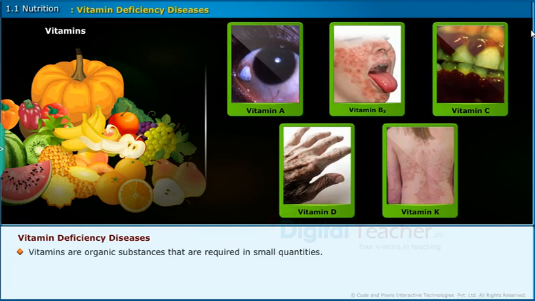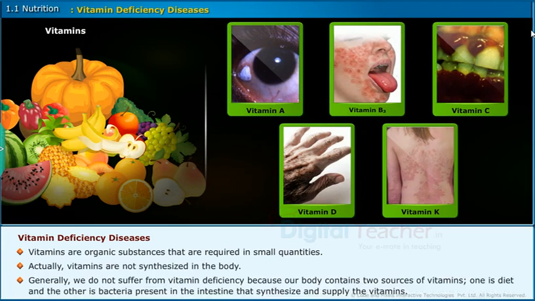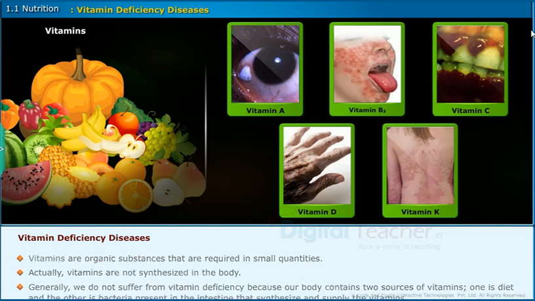Vitamin deficiency diseases. Vitamins are organic substances that are required in small quantities. Actually, vitamins are not synthesized in the body. Generally, we do not suffer from vitamin deficiency because our body contains two sources of vitamins. One is diet and the other is bacteria present in the intestine that synthesize and supply the vitamins.